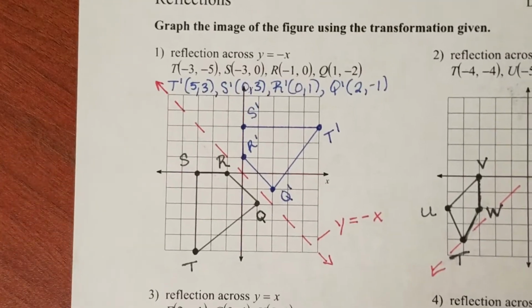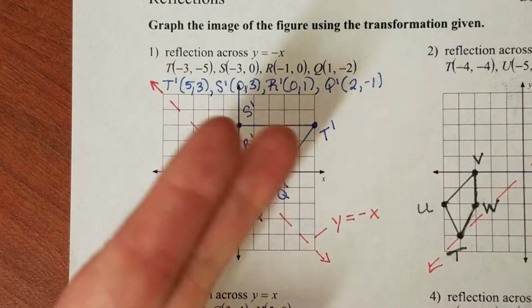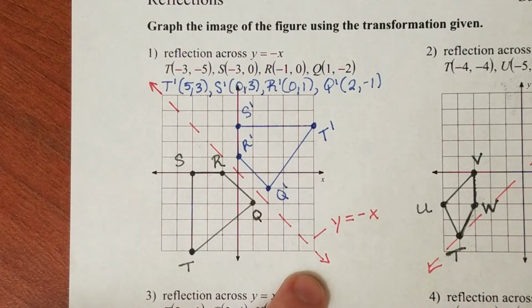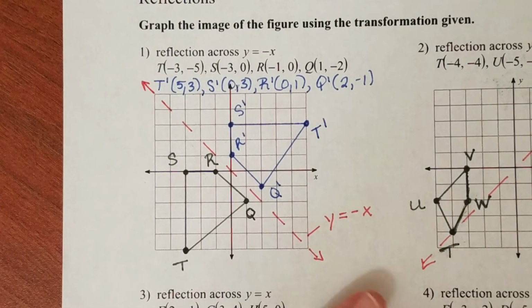And all it required you to do is to change all the signs and to swap the x's and the y's. And you don't have to necessarily graph the line of reflection and the pre-image, but it makes it so much easier if you do, as you guys can see from here. So let's go ahead and do this one.